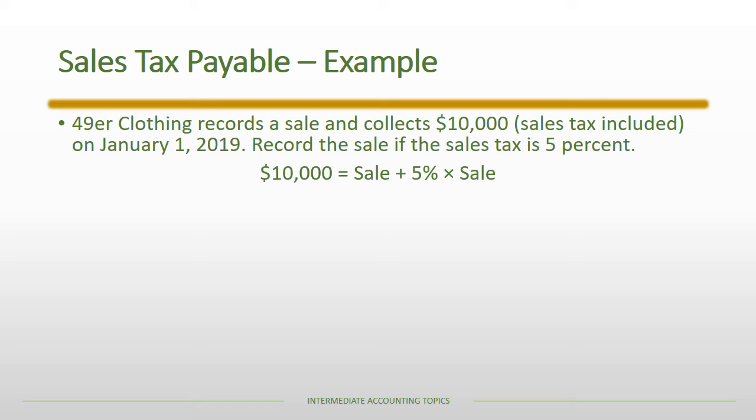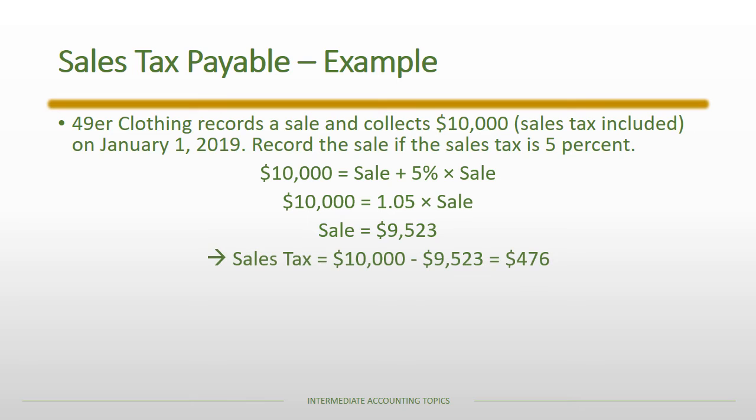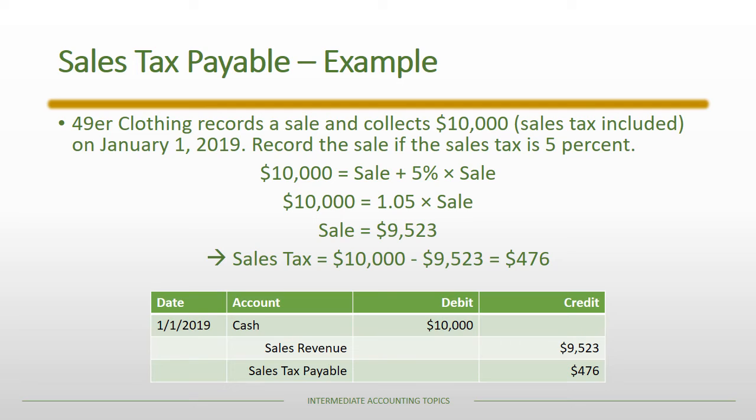Setting this up algebraically, we know that the $10,000 is equal to the sale plus the sales tax. And that sales tax, of course, is a percentage of the sale. So when we apply that, we know that 10,000 must equal 1.05 times the sale. Then we divide both sides by 1.05. We can see that the sales revenue portion of the sale was $9,523, which means the sales tax must have been $476. And so the journal entry for the cash payment received of $10,000: we have sales revenue $9,523 and sales tax payable for the difference of $476.